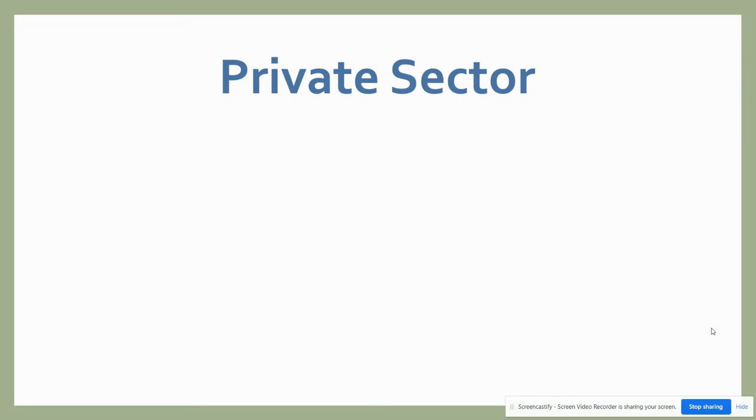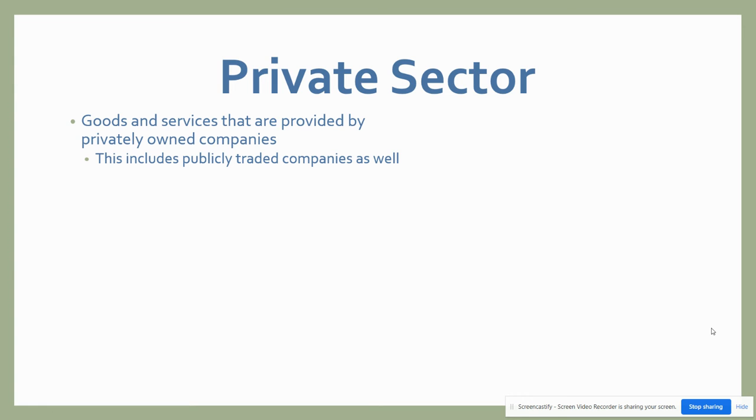Okay. On the other hand, you have the private sector. So this would be any goods or services that are provided by privately owned companies, right? Now, that also means corporations. Now, corporations can be publicly traded, which means they have stocks on the stock market, but they're still considered to fall in the private sector since they're not owned by the government. Okay. So it gets a little bit tricky since they're called publicly traded companies, but they're in the private sector.